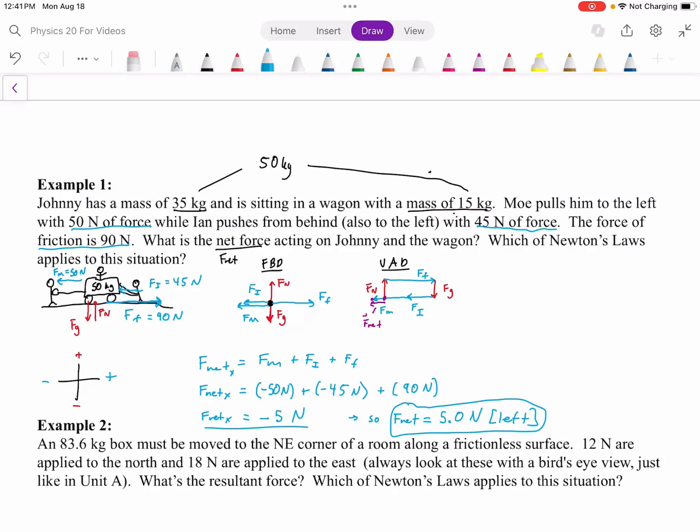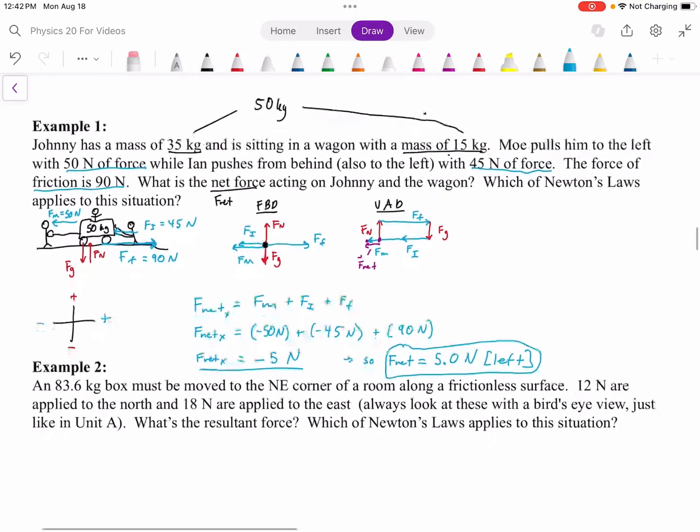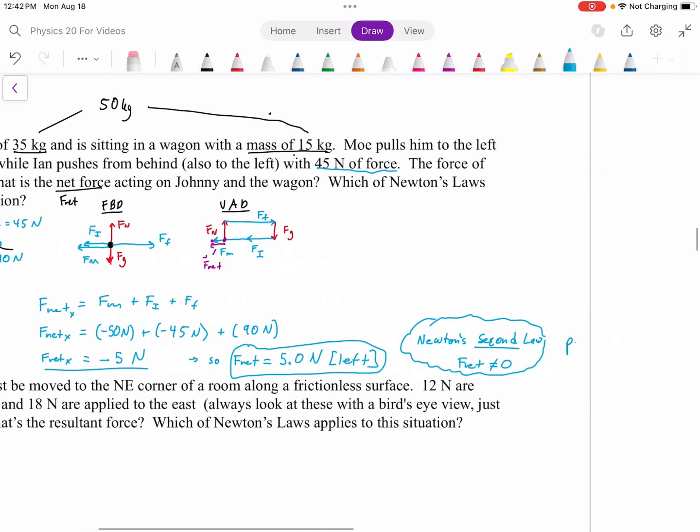And therefore, it asks us which of Newton's laws applies, first law or second law? It's the second law, right? F net is not 0. So Johnny and the wagon will accelerate. They'll accelerate to the left. It'll be a pretty small acceleration. 5 newtons is not a very big net force, but this would be Newton's second law, because F net does not equal 0, right? Physics principle number 1 from our formula sheet, not number 0.